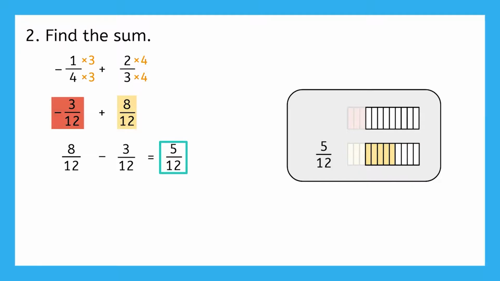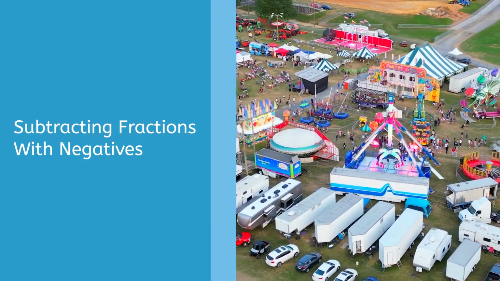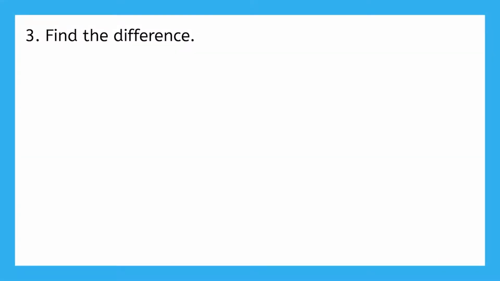Great job! This investigation is looking promising. Following the same rules resulted in the correct answer for adding fractions with the same and different signs. Can we use the same strategy to subtract fractions with negatives as we did to add integers and decimals? Let's see. Find negative 7/9 minus 1/3.